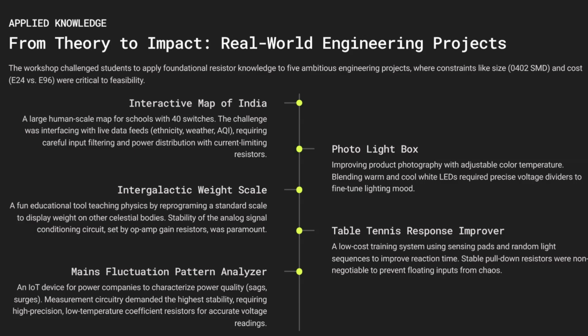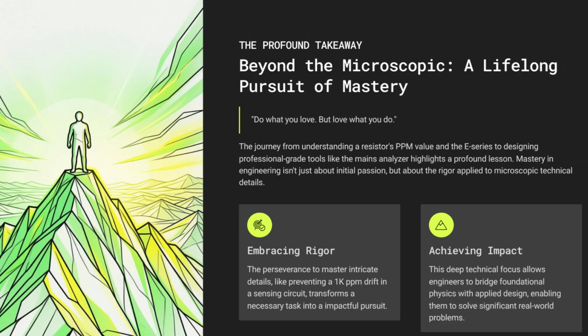And for a device like this, the measurement circuitry has to have the highest possible stability. Meaning the designer must use high-precision, low-temperature coefficient resistors. They have to make sure the measured voltage is accurate, regardless of temperature changes inside the box. What a journey. I mean, we started with the excruciating detail of a resistor's PPM value, the need for a tiny 0402 part, and the math behind the E-series. And now we've connected that all the way to professional-grade tools like that mains analyzer.